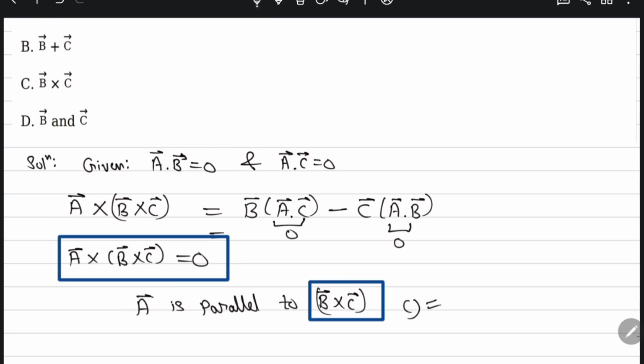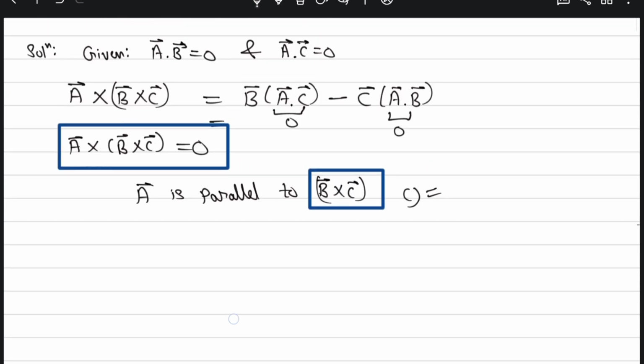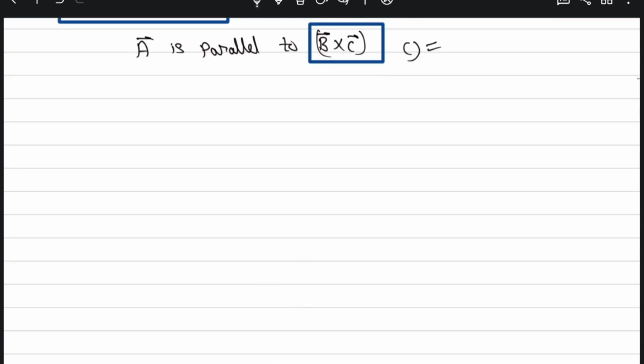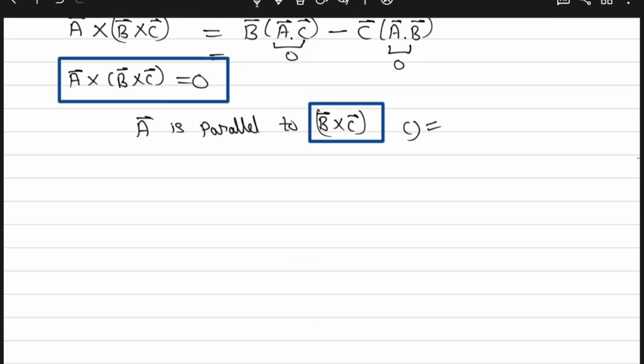If A cross B cross C does not equal 0, it means B cross C is perpendicular to A vector. But if A cross B cross C is equal to 0, it means these vectors are parallel to each other. Understand? If this comes out to be a non-zero term, that means A vector is perpendicular to the B cross C plane.